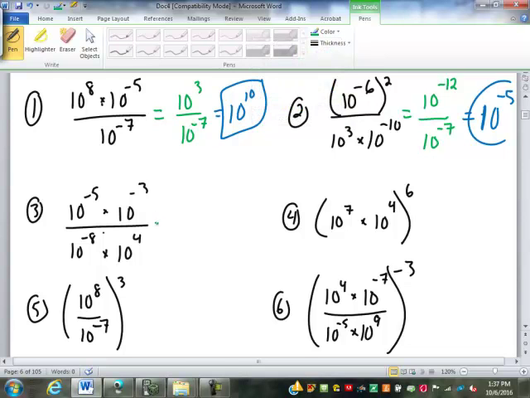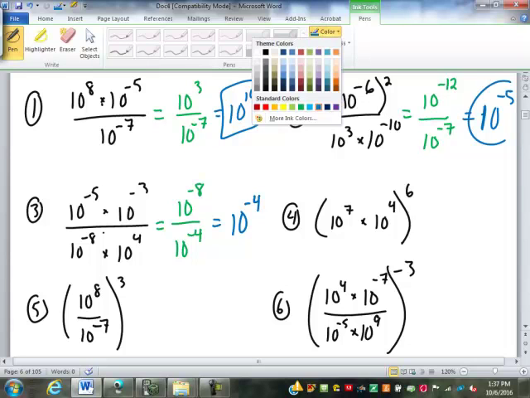So, number 3 on top, 10 to the negative 5th times 10 to the negative 3rd is 10 to the negative 8. We're going to add the powers. On bottom, 10 to the negative 8 times 10 to the 4th is 10 to the negative 4. We divide 10 to the negative 8th divided by 10 to the negative 4th is 10 to the negative 4. Negative 8 minus a negative 4 is negative 8 plus 4, or negative 4.